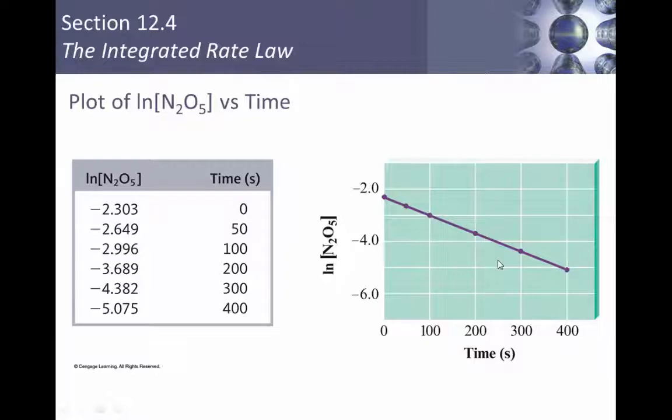Okay, so if it had not formed a straight line, then we would have known that that decomposition reaction of N2O5 was not first order. But because it formed a straight line, that's how we know. So we use graphing to also be able to determine which order the reaction is working with.